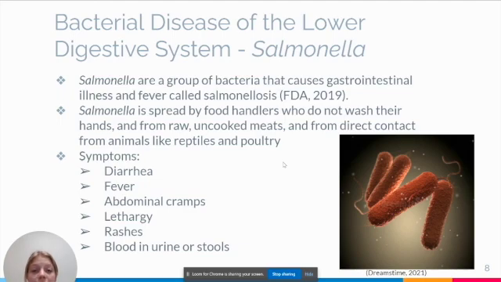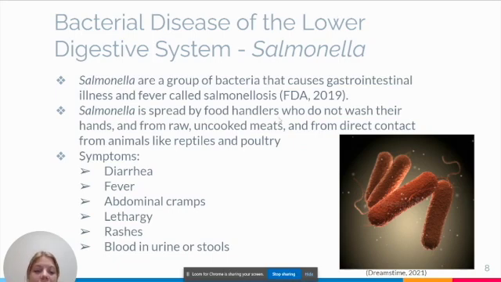I chose to do the topic and the bacteria Salmonella. So Salmonella are a group of bacteria that causes gastrointestinal illness and fever, and this is called salmonellosis. Salmonella is commonly spread by improper hygiene and improper handling of food.